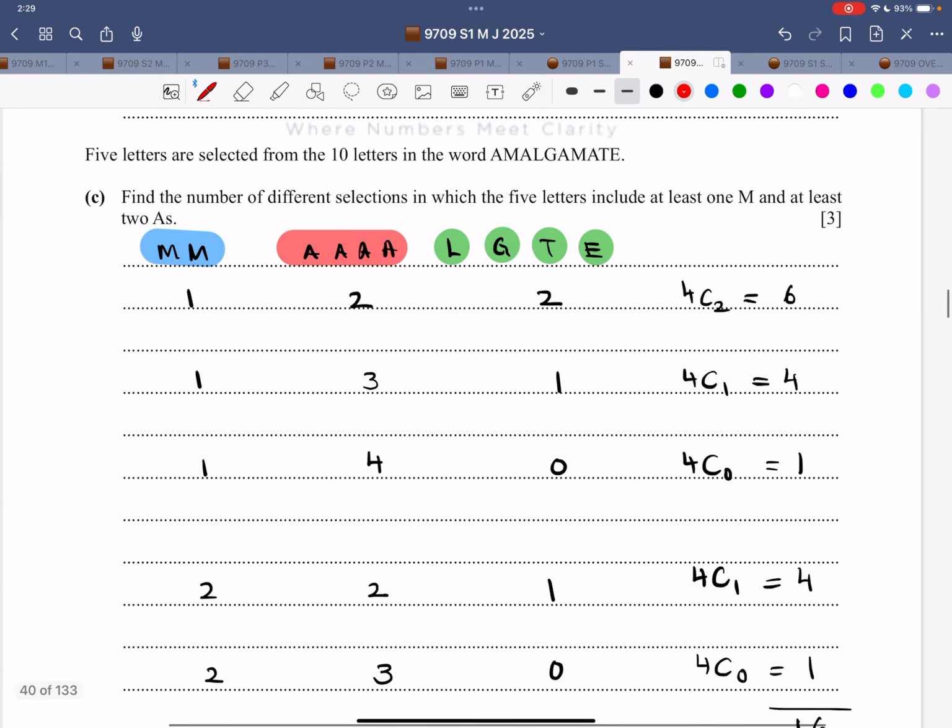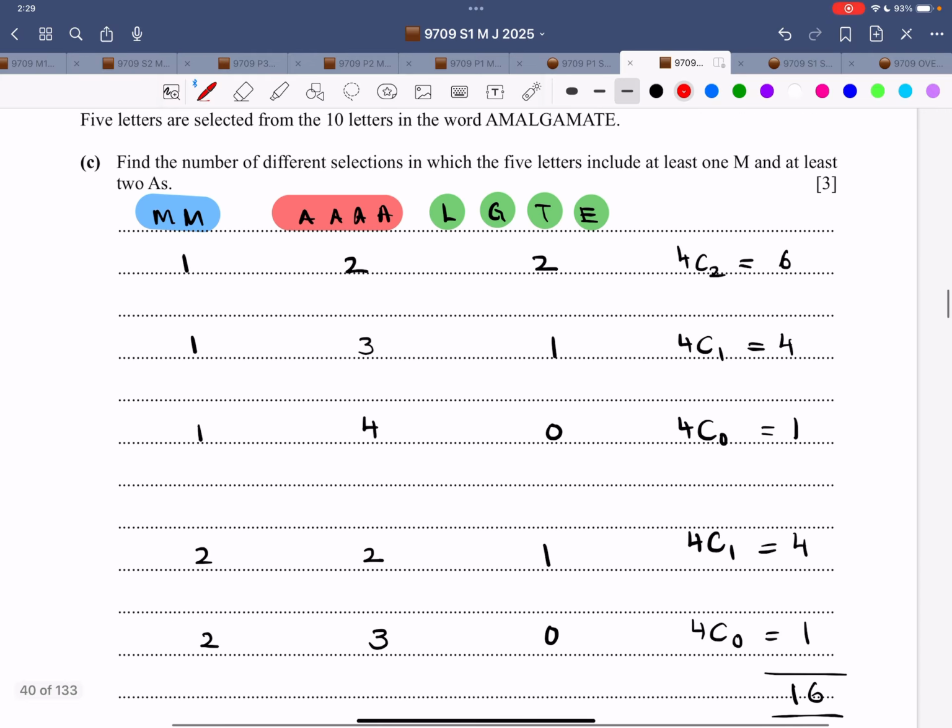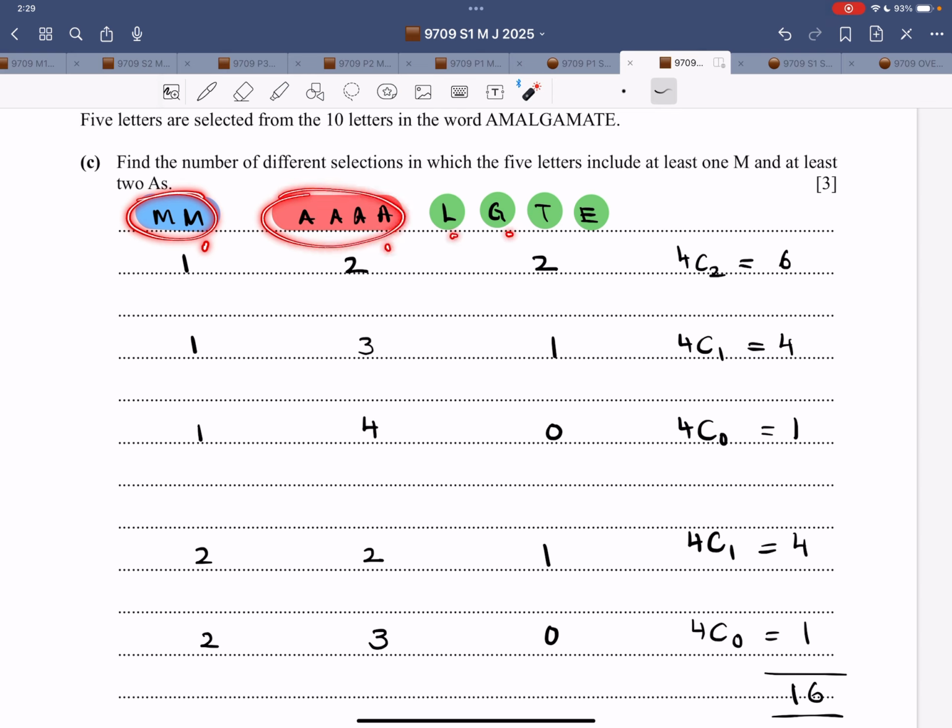Now the third one: 5 letters are selected from the 10 letters of the word amalgamate. Find the number of different selections in which 5 letters are selected, with at least 1 M and at least 2 A's. So separate out the M's, separate out the A's, separate out the others.